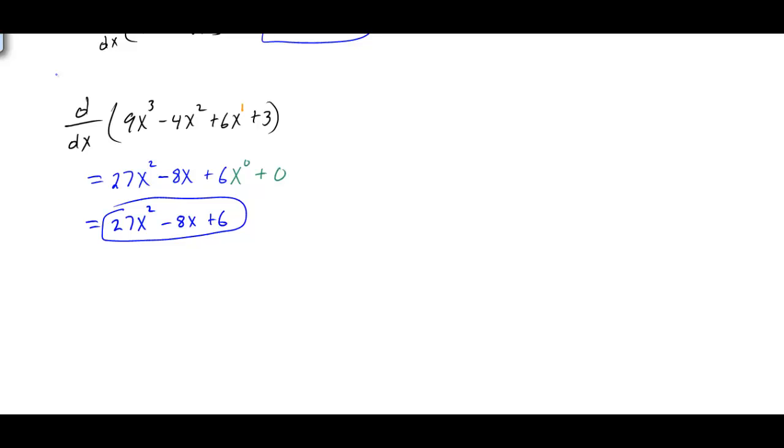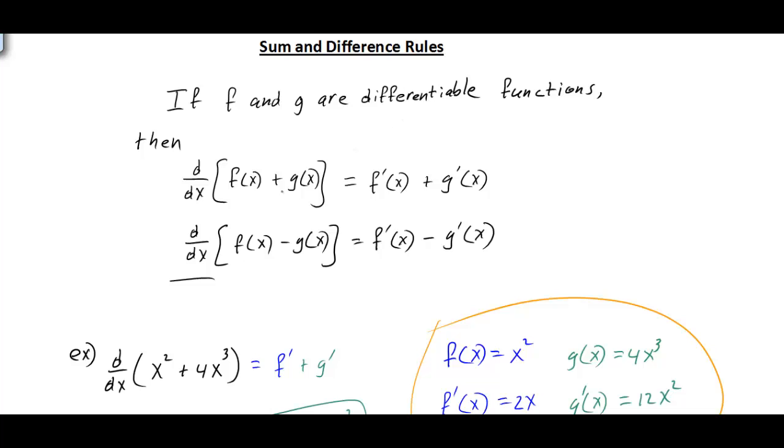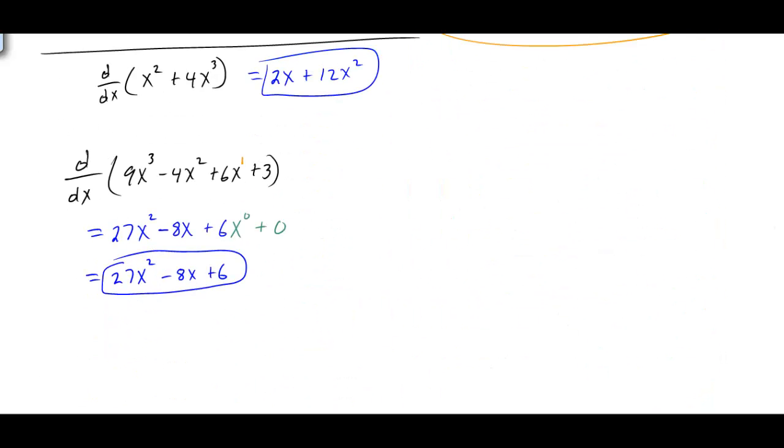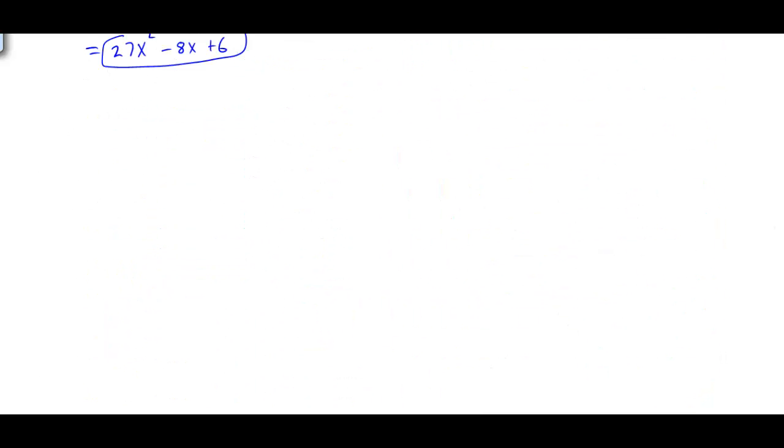And that's basically all that we have here when we're looking at finding the derivative using these sum and difference rules. So really you're just simply taking the derivative of each of the individual terms. So we'll just look at maybe a couple more examples here.